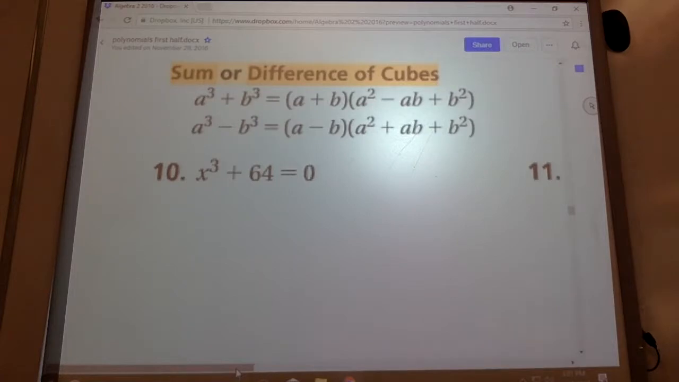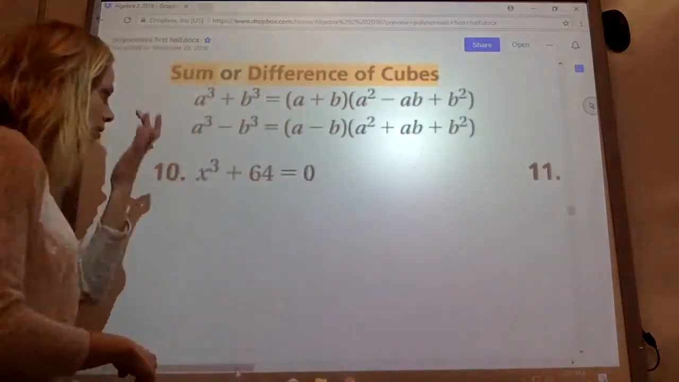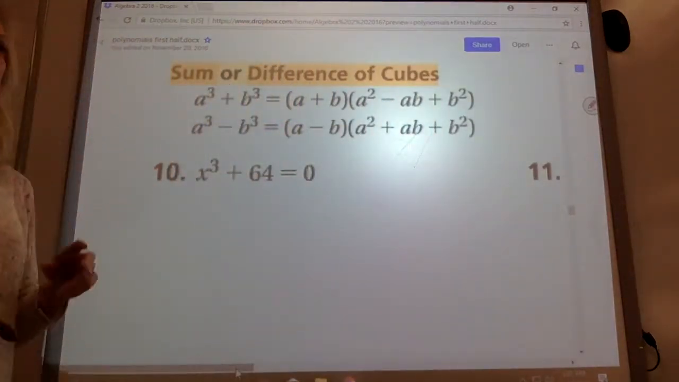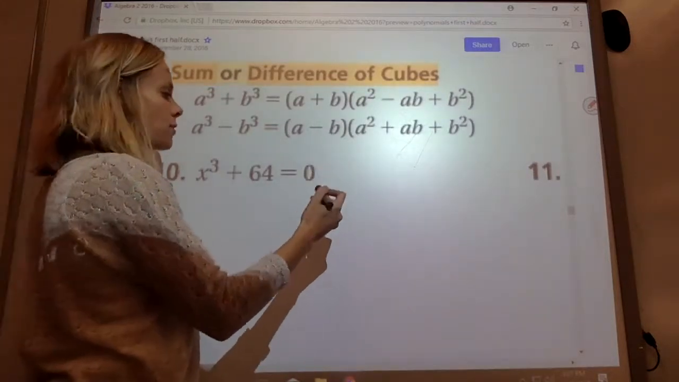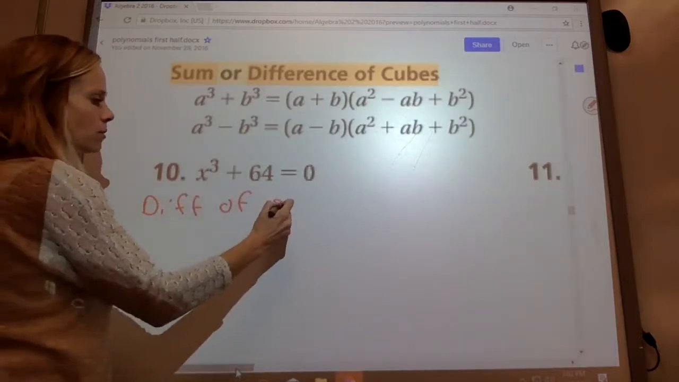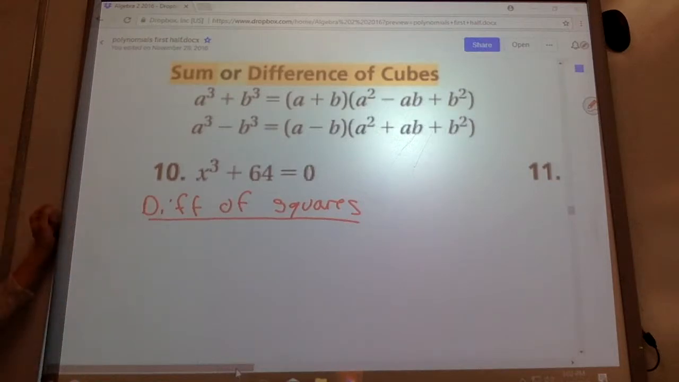Okay, so when you're factoring with 2 terms, let's review the first one we learned back in the last chapter. When I was factoring with 2 terms in the last chapter, we called it difference of squares. What does that mean? That means if I was subtracting 2 perfect squares, I could factor.